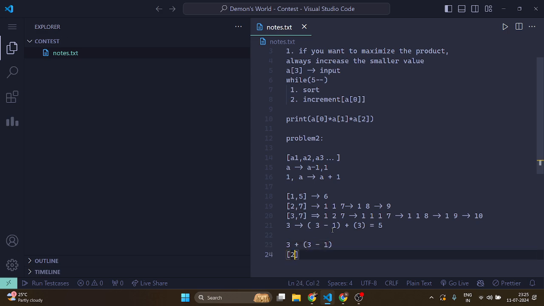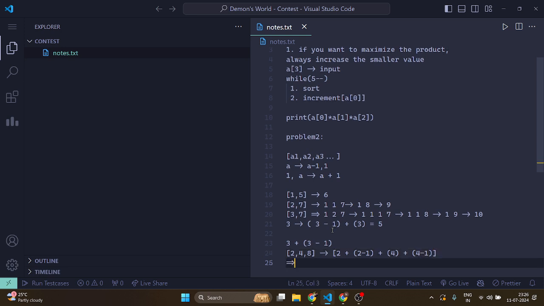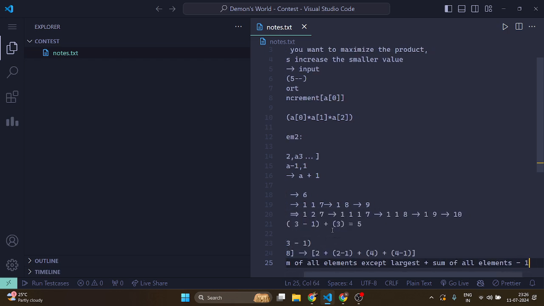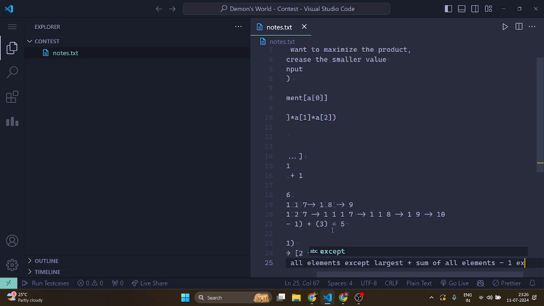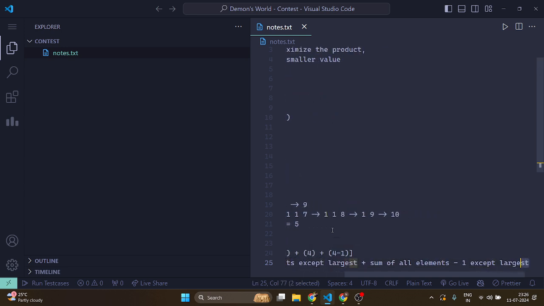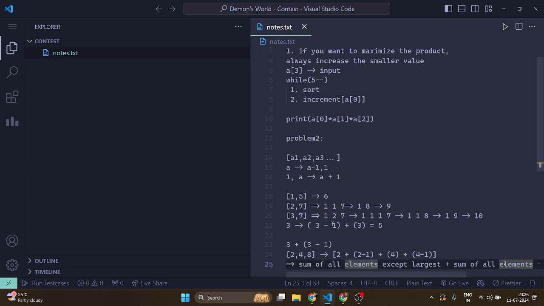So if your array is 2, 4, 8, the total number of operations would be 2 plus 2 minus 1 plus 4 minus 1. Basically it will be the sum of all elements except the largest, plus the sum of all elements minus 1 except the largest. So this would be the answer for this question. That's it.